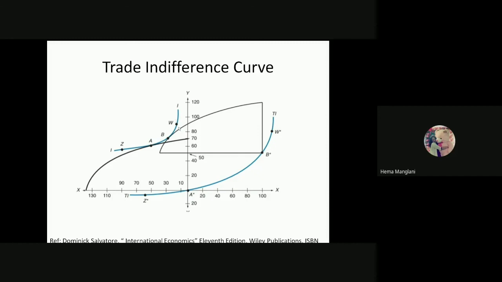Then we have this W. Similarly, you can get this W star, and similarly, you would get this Z star also. So the level of welfare shown by a trade indifference curve is given by the community indifference curve, from which the trade indifference curve is derived. So we need to note that the slope of the trade indifference curve at any point is equal to the slope at the corresponding point on the community indifference curve, from which the trade indifference curve is derived.